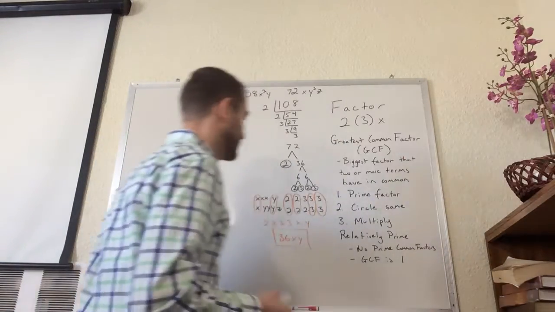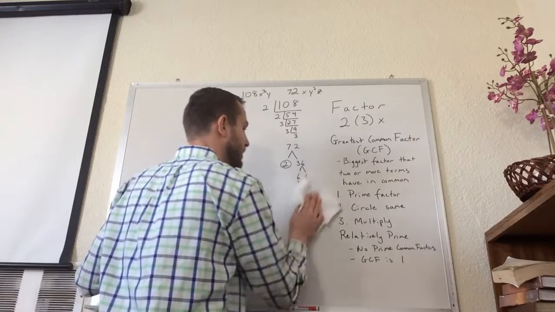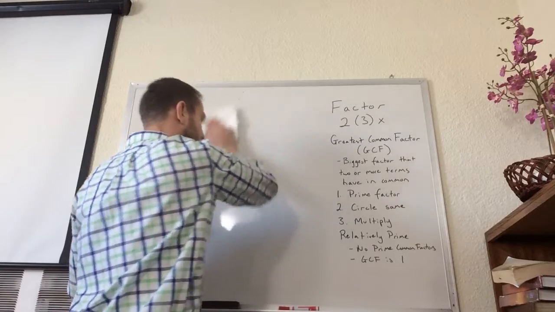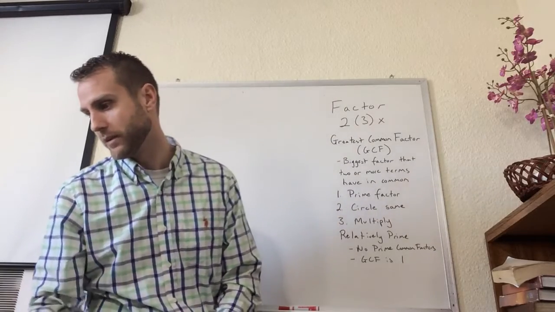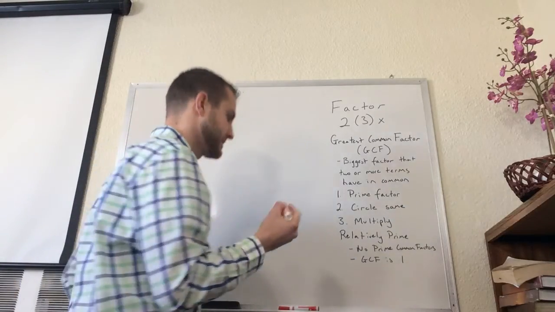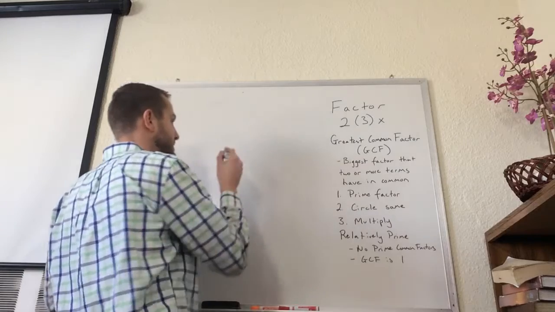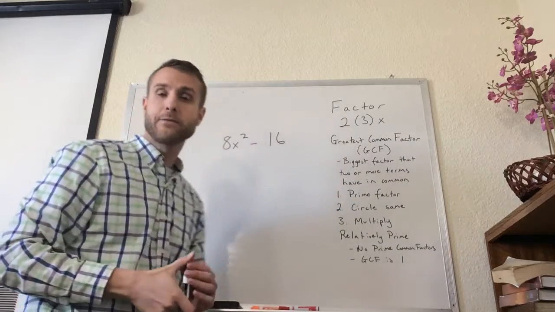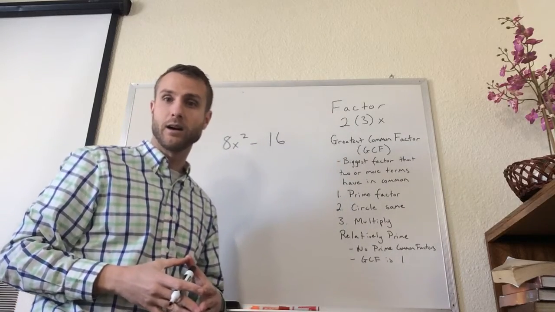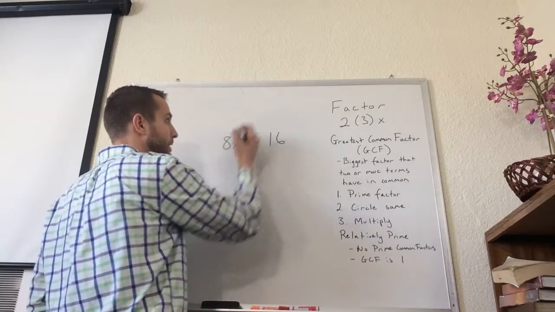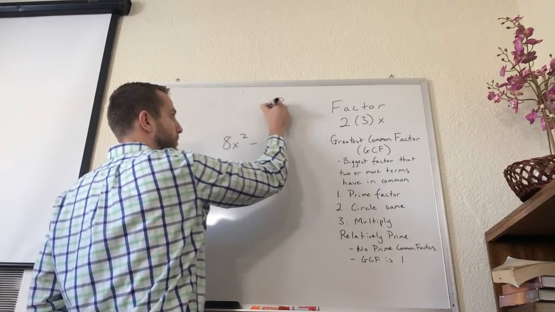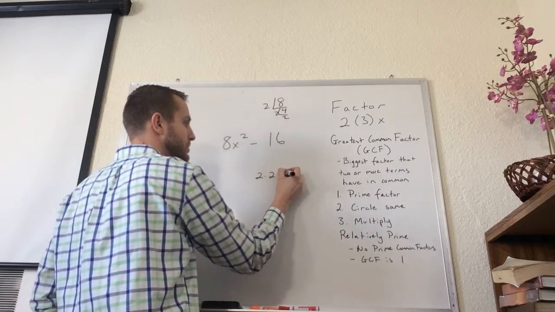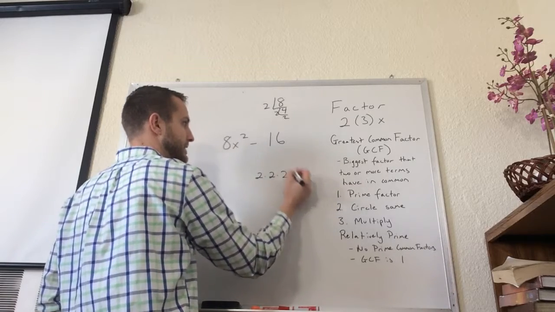So here, for example, let me get rid of some of this work here. Give you an example of a binomial. So my binomial that I'm going to factor is 8x squared minus 16. So again, my first step is I'm going to find my greatest common factor of my two terms. So for 8x squared, I start off by I'll do division by primes to find my prime factors. So 8 is going to be 2, 2, 2, and then x squared is x and x.